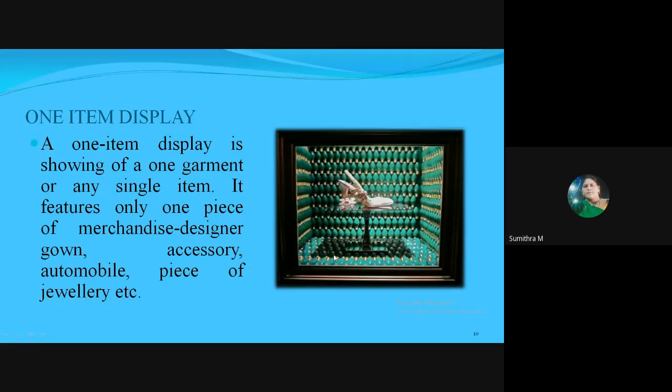Mostly in jewelry, they are going to display only one item. For example, one long stud or hangings, whatever it may be, only one product is displayed, and that is named a one item display.